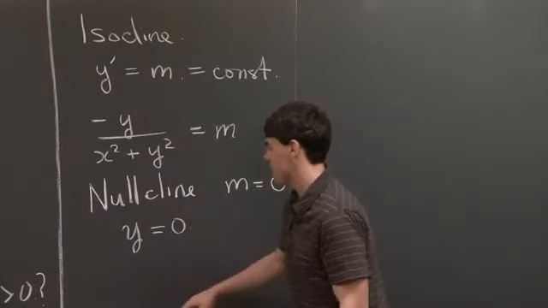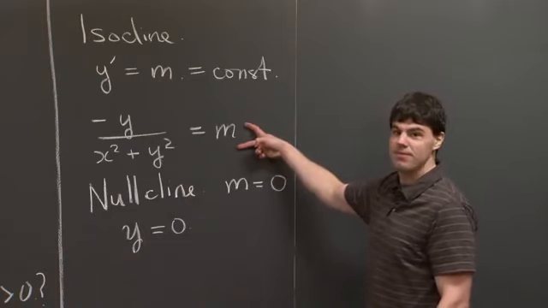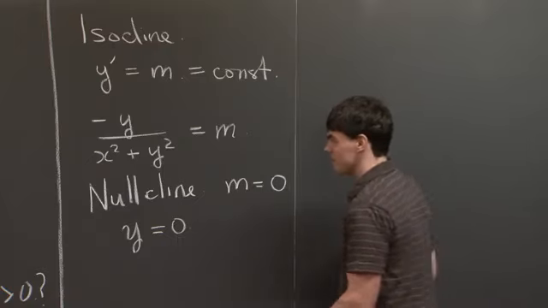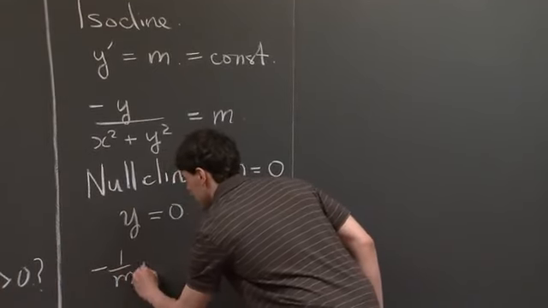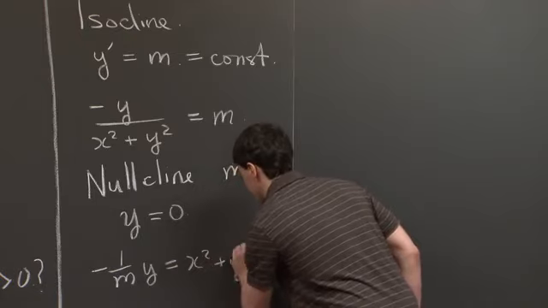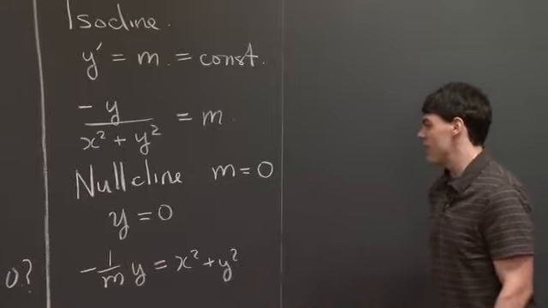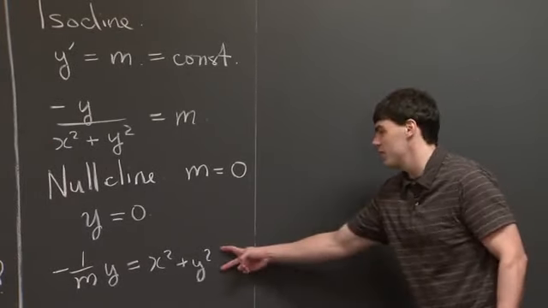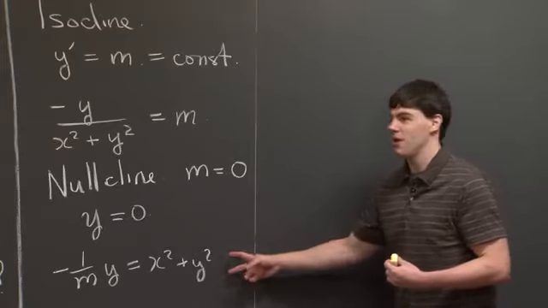Now, for more general isoclines, we're left with this relation between x and y. And we can massage this expression to see exactly what the isoclines are. So specifically, I'm going to multiply through by x squared plus y squared, and I'm going to divide by m. And we see that we have a quadratic in x and y, and we have one linear term. So whenever we have a relation like this, and we want to understand what it looks like, typically the approach is just to complete the square.